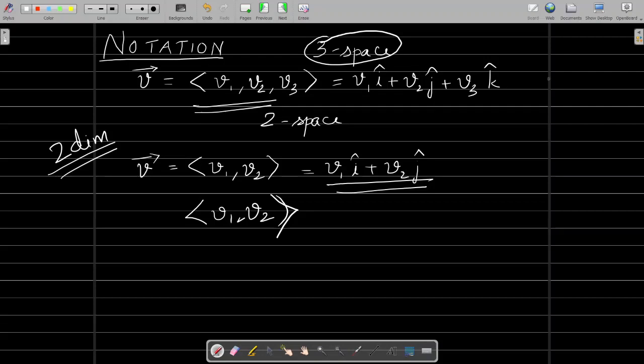Now in 3 dimensions, you know the unit vectors in these directions, you can just call them i vector, j vector, k vector. These are the unit vectors in their specific directions, and along with v1, v2, v3, they will give you any specific vector in three-dimensional space.